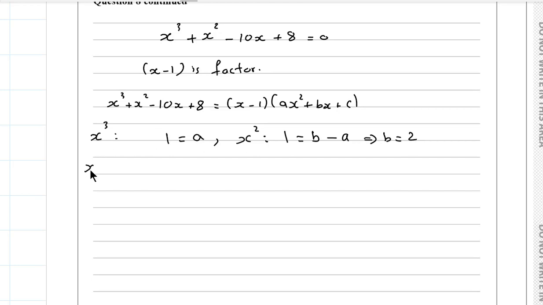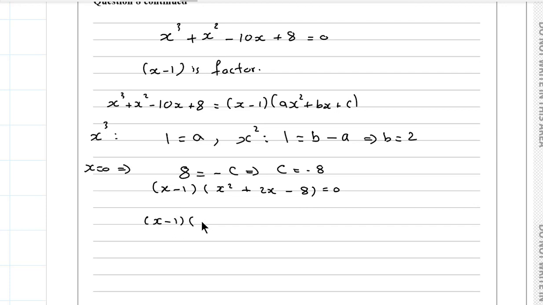Okay, and finally we can put x equals 0 in both sides. From the left we have 8, from the right if I put x equals 0 it will be negative 1, and if you put x equals 0 in the right bracket it will be c, so negative c, which means that c is negative 8. So we can write our equation as the following. This part can be written as x minus 1 multiplied by x squared, because a is 1, plus 2x since b equals 2, and finally minus 8 equals 0, which can be factorized to be x minus 1 multiplied by x plus 4 multiplied by x minus 2 equals 0.